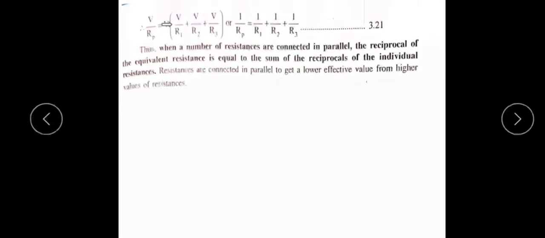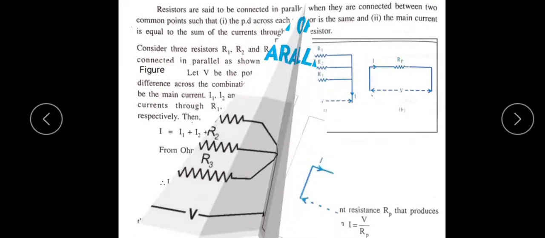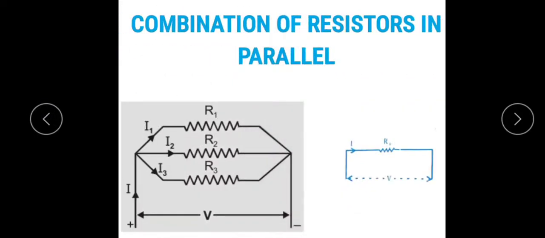So this is an expression for the combination of resistance if we connect them in parallel. When a number of resistors are connected in parallel, the reciprocal of the equivalent resistance is equal to the sum of the reciprocals of the individual resistances. Resistors are connected in parallel to get a lower effective resistance from higher values of resistance. That is the reason. If we want a higher resistance from a combination of lower resistances, we connect them in series.